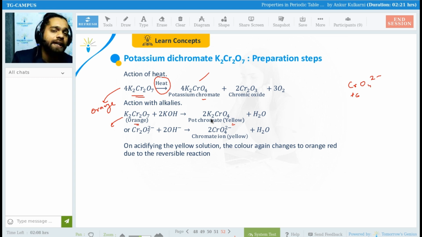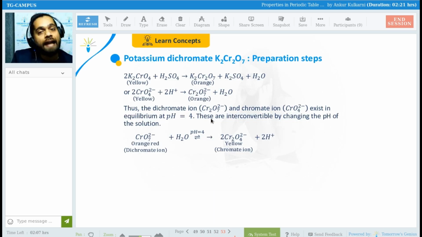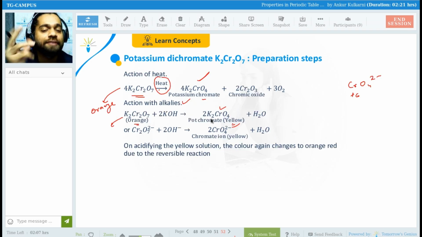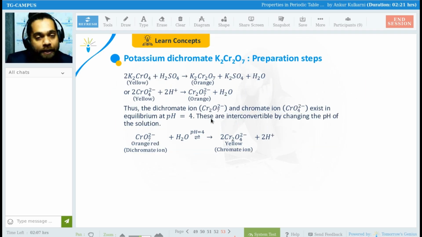So see, if I heat it, what am I getting? Potassium chromate. If I treat it with alkali, again, Kevin, what am I getting? Potassium chromate. If I treat it with weak alkali or strong alkali, no matter what, I am getting potassium chromate. Now a simple reaction, I am just reversing it. If I treat potassium dichromate with the base, I get the chromate ion. So how can I reverse it? If I treat chromate ion with acid, I'll get the dichromate. So orange, yellow, yellow, orange. Are you getting it, everyone?